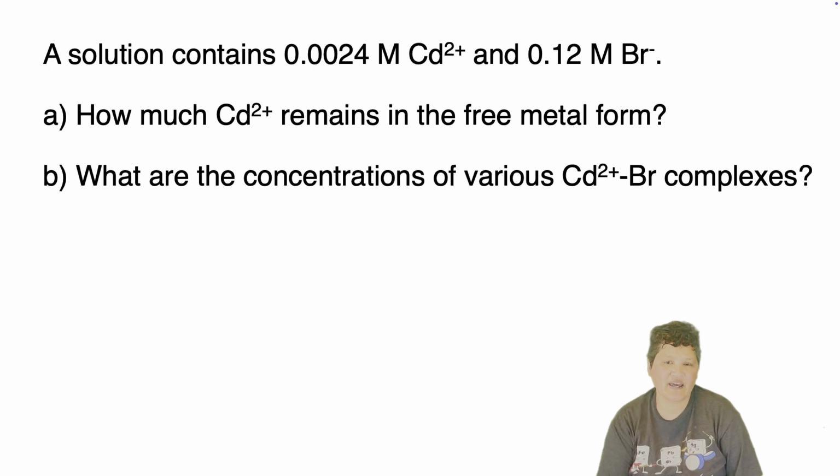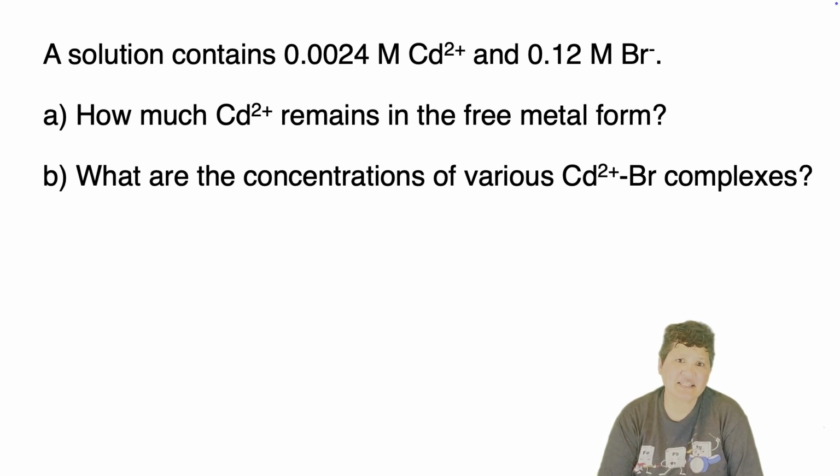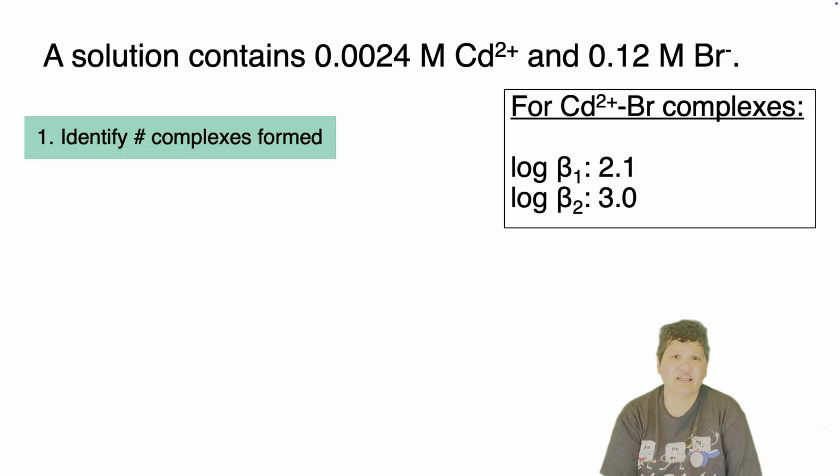Let's look at another cadmium complexation problem, this time using bromide as a ligand. Once again, we're going to calculate both the concentration of free cadmium and the concentrations of all the cadmium-bromide complexes. Again, the first step is to identify the number of complexes that will form. Here we can see that there are 2 beta values for cadmium-bromide complexes, beta 1 and beta 2. So we will form 2 cadmium-bromide complexes, one with 1 bromide ligand and one with 2 bromide ligands.